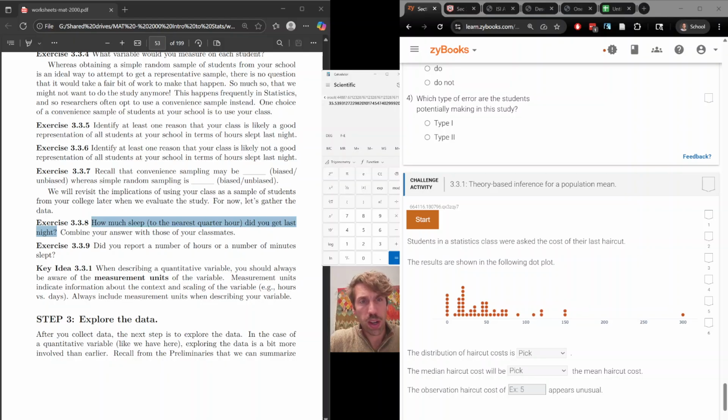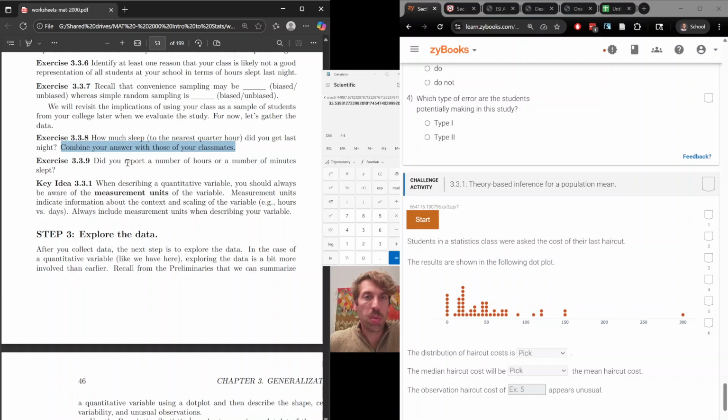Okay, now number 8, how much sleep to the nearest quarter hour did you get last night? So this is the question that should have been a discussion question, one of the first things you did for this section. And so hopefully your class has answered, and you can combine an answer with your classmates. That's going to be crucial for moving on from here on out. So did you report a number of hours or a number of minutes slept? So that's going to be an important question, because the key idea is when you're collecting data, it has to all be in the same measurement unit. If you have different measurement units, things are going to be off.